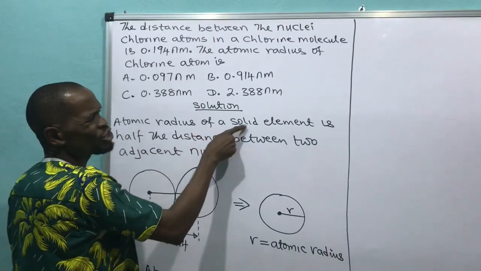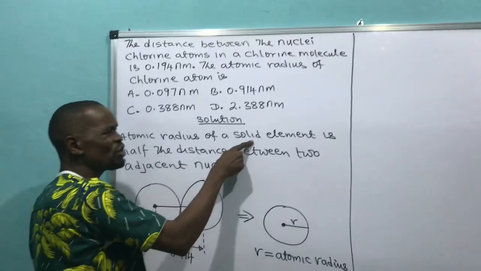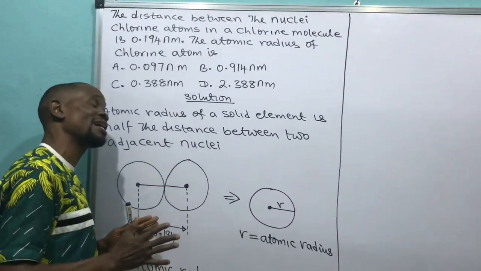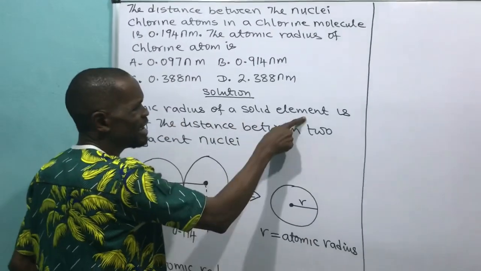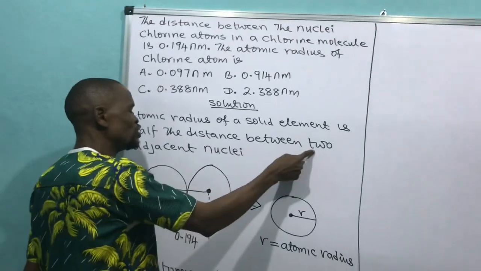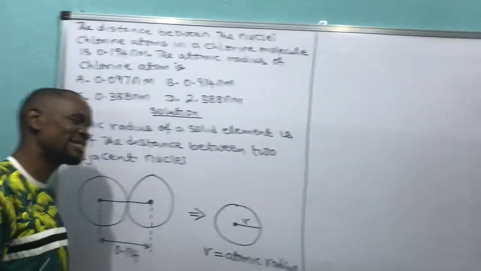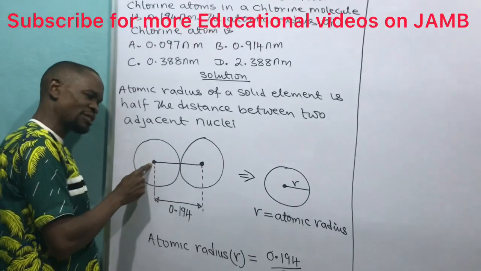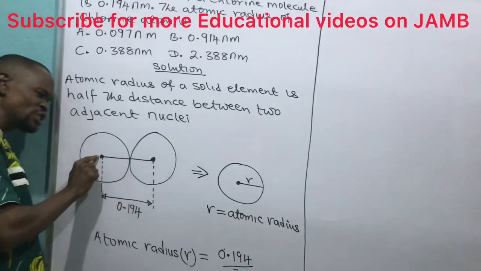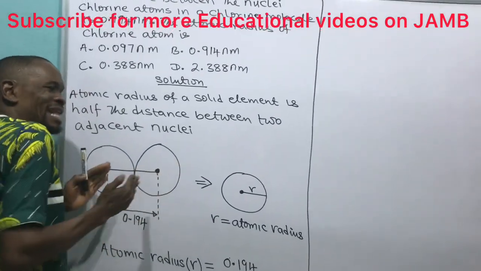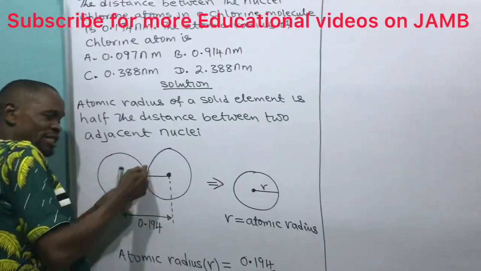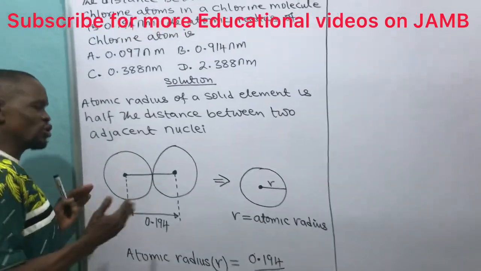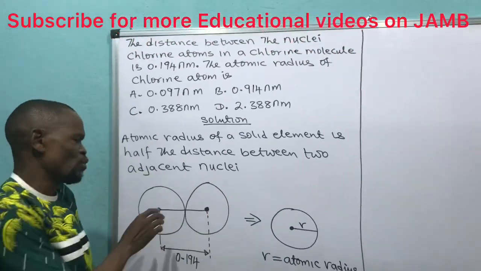Atomic radius of a solid. Remember that we talk about the atomic radius of a solid element, because we cannot talk about the radius of a gaseous element. We say the atomic radius of a solid element is half the distance between the two adjacent nuclei. You will now see the diagram I put here. This is an atom, this is another atom. Look at the nucleus of this atom, and the nucleus of this atom. You see that these atoms touch each other. They must touch each other, not atoms that are far from each other. That's when we begin to talk about their radius.